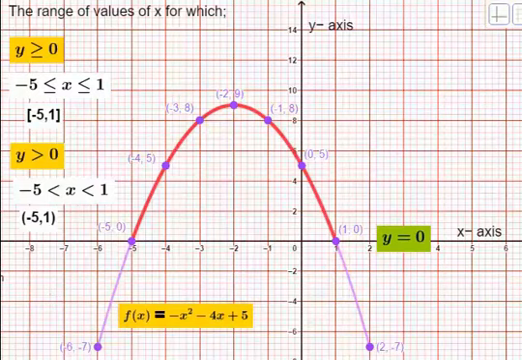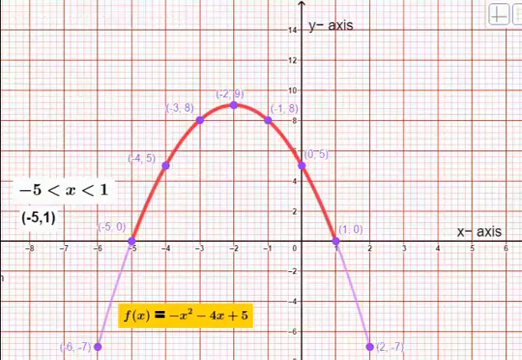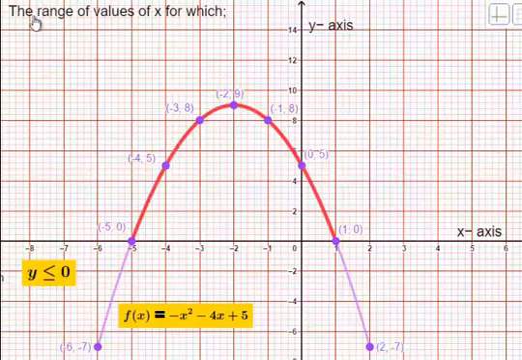Once we are done, we come down to the part which is beneath the x axis. So we come to the range of values of x for which y is less than or equal to 0. The range of values of x for which y is less than or equal to 0.